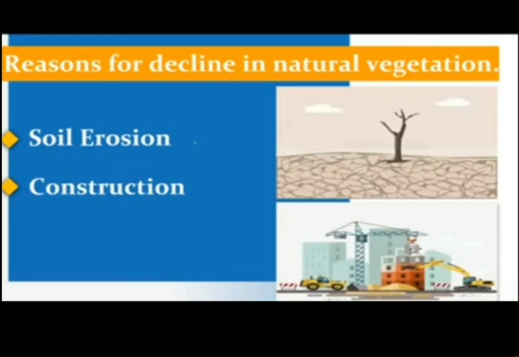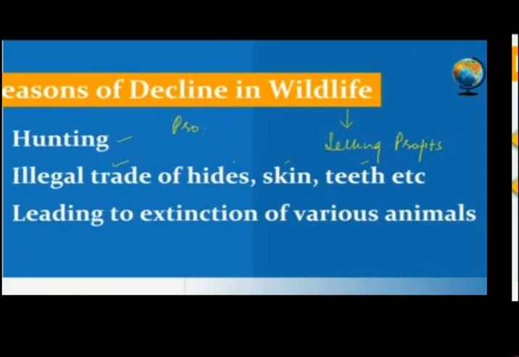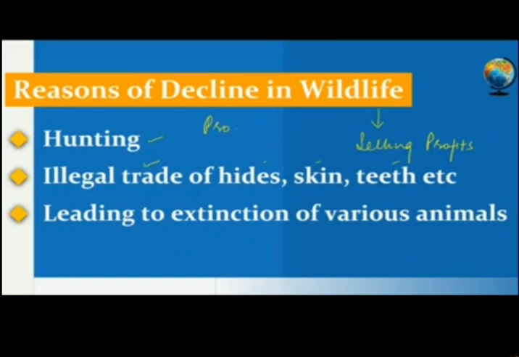One of the major concerns is the result in a sharp decline in the number of particular species. Yes, reasons of decline in wildlife, you can say hunting. Okay, so animals are poached for the collection and illegal trade of hides, skin, even nails, teeth, horns, as well as feathers. Some of these animals are lion, tiger, deer, black buck, crocodile, rhinoceros, snow leopard, ostrich and peacock. These can be conserved by increasing awareness.